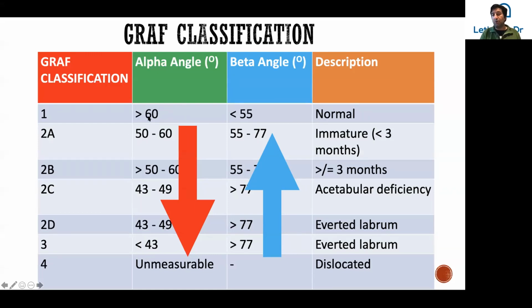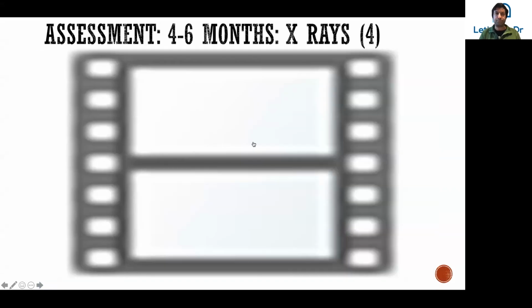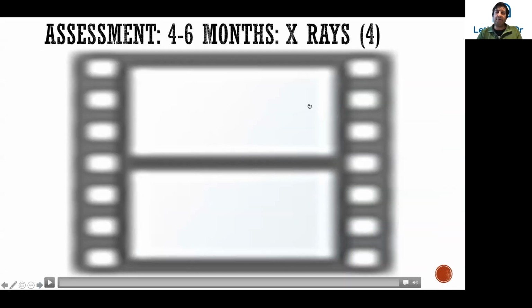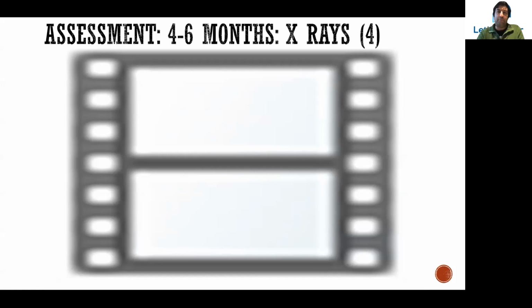The alpha angle should normally be more than 60. The beta angle should be less than 55, okay? And I wouldn't learn any more for the exam than that. So I told you guys that, okay, fine. You can use the baby ultrasound within the first 6 weeks. What do you do at about 4 to 6 months?